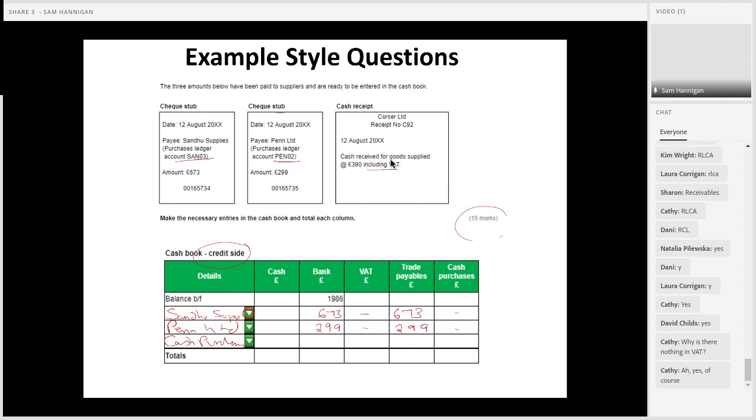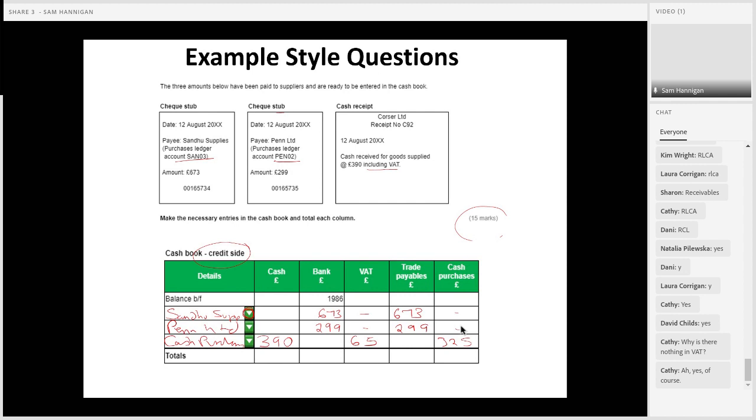Okay. What we're saying now is that we've now paid. So we've paid the trade payables. The cash purchases, it says it's cash. Okay. So you've got 390. It says it includes VAT. So 390 divided by 6 gives me £65 VAT, which must mean then the balance is cash purchase of 325.